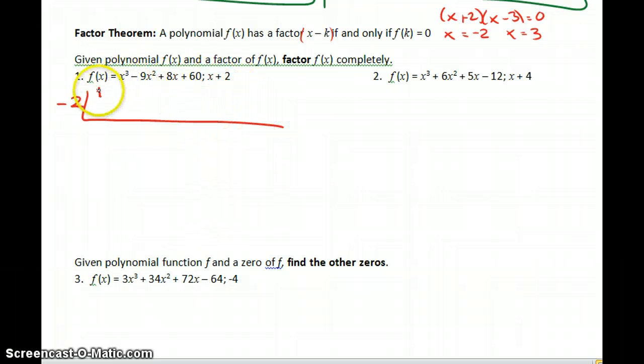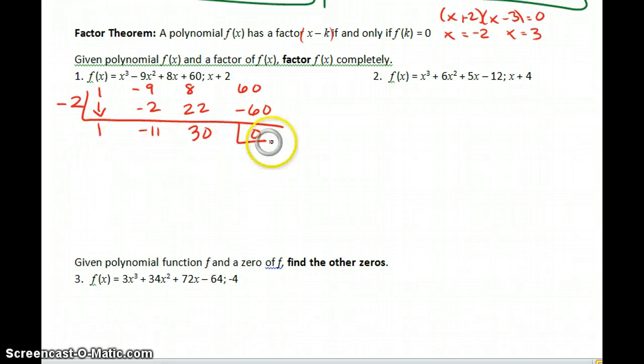So my coefficients here are 1, -9, 8, and 60. Now if this is a factor, like 2 is a factor of 6, like 7 is a factor of 49, that means when I divide it, I don't have a remainder. So when I use synthetic division to divide this, I should not get a remainder. Check it right now and make sure. So this is 1, -2, -11, 22, 30, -60, and 0. It's a beautiful thing. That means when I write this out, I'm not going to have to put a plus 0 because my remainder is nothing.